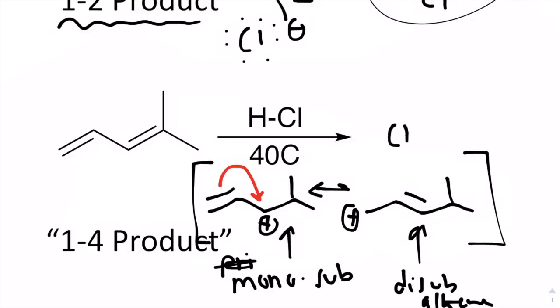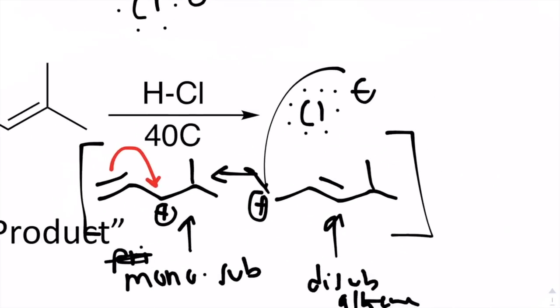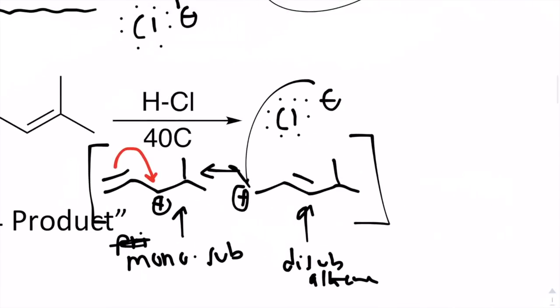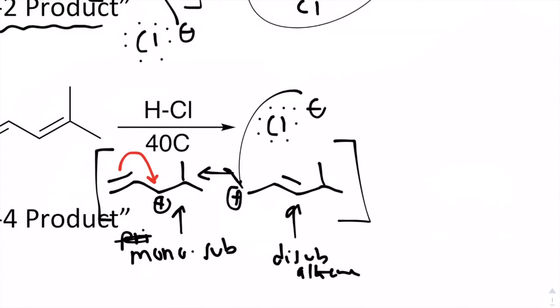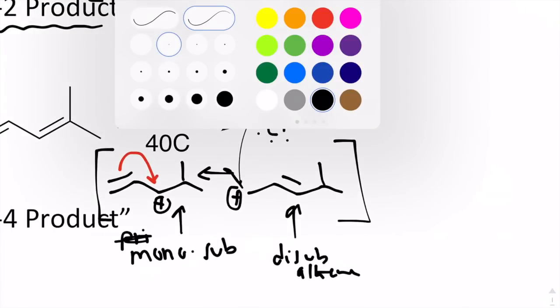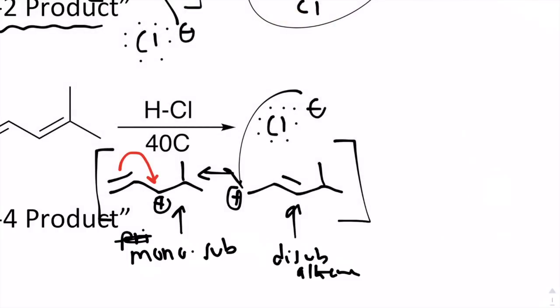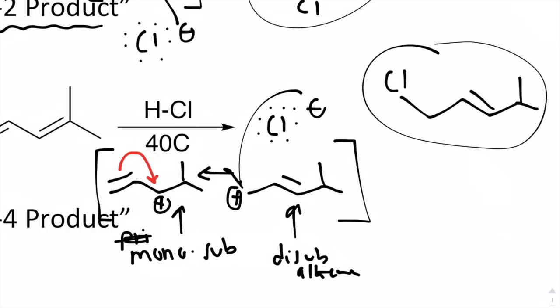So now that chloride anion can just come in and attack at that position. So even though our carbocation went from a secondary allylic to a primary allylic, we care more about alkene stability than carbocation stability in this situation. So our end product is going to be something that looks like this. All right? So that is the thermodynamic product, and then this is the chloride product.